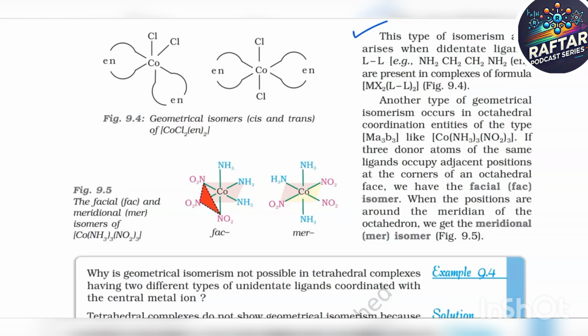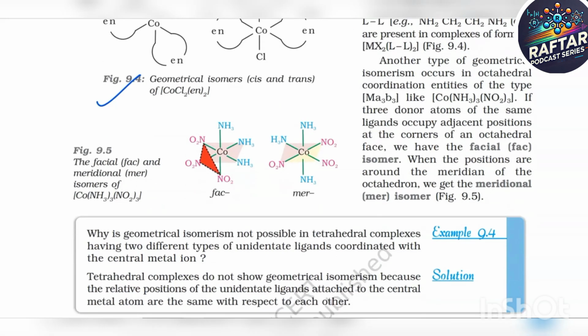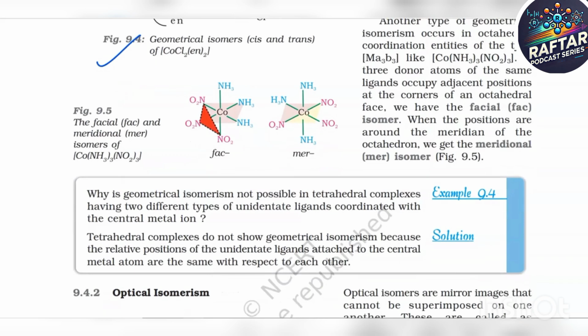Another type of geometrical isomerism occurs in octahedral coordination entities of the type Ma3b3, like [Co(NH3)3(NO2)3]. When three donor atoms of the same ligand occupy adjacent positions at the corners of an octahedral face, we have the facial isomer, and when the positions are around the meridian of the octahedron, we get the meridional isomer.